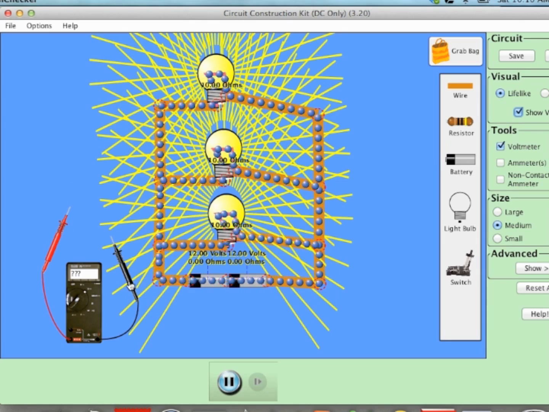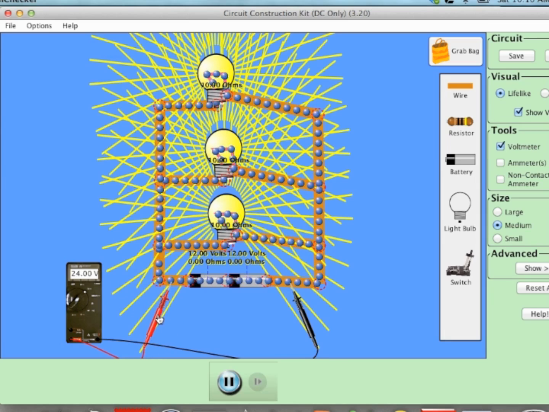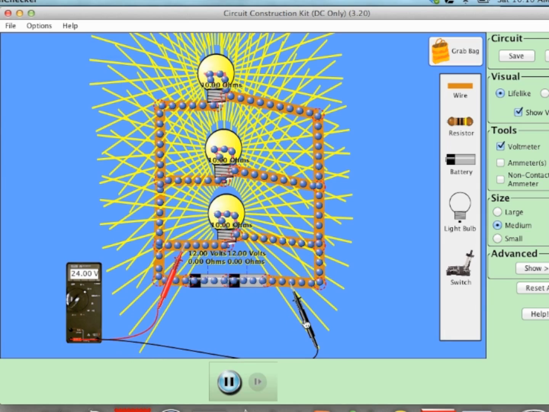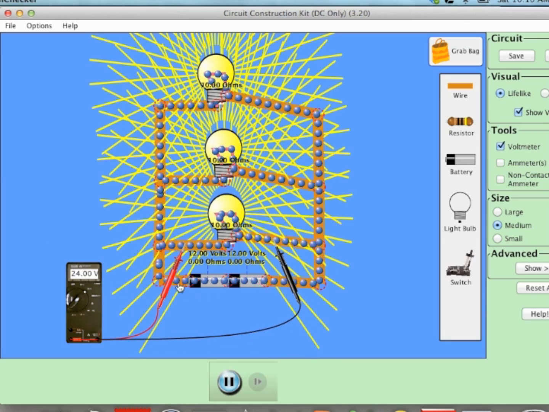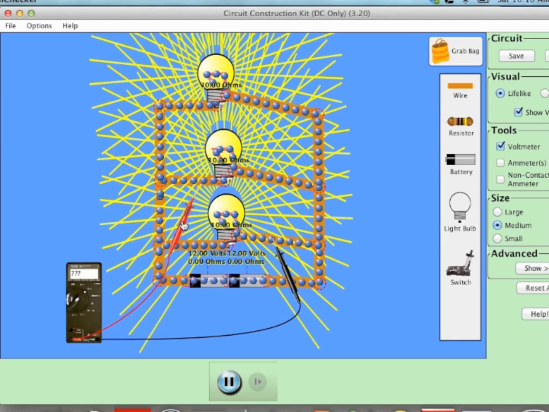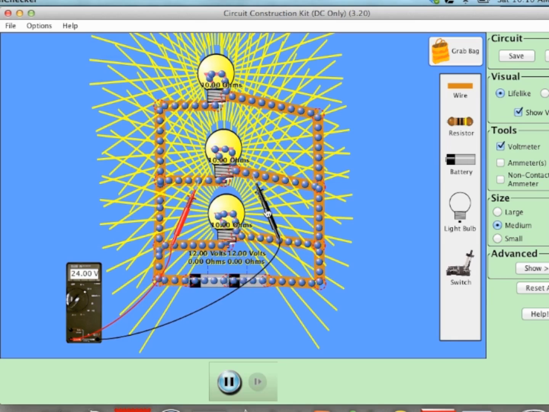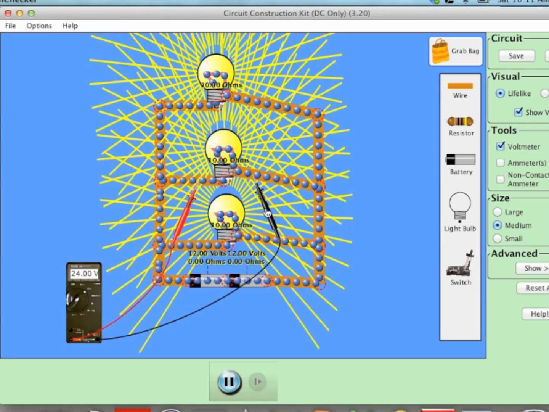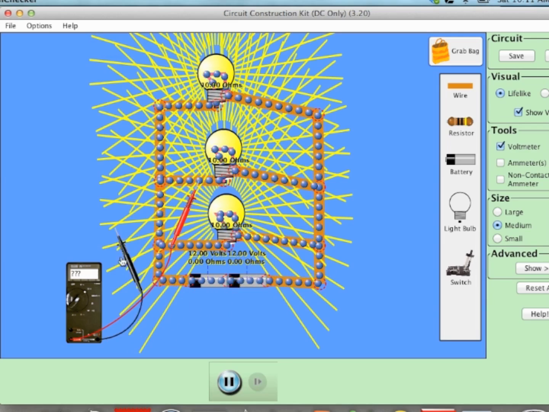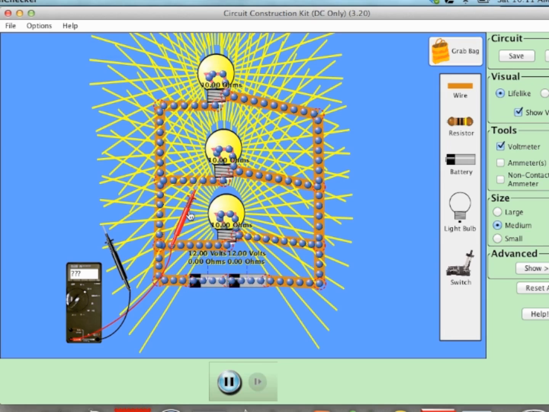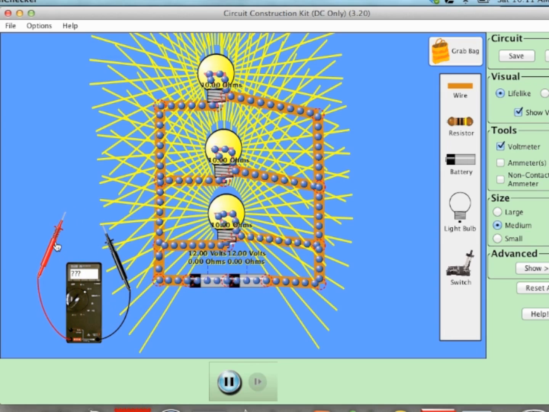Now let's just quickly prove that to ourselves here. If we use the voltmeter, we can see that it's 24 volts down there, and then if we move it up to the next bulb, it's also 24 volts, and if we move it up to the next bulb, we'll see that it's also 24 volts. Okay, and so we can definitely see the difference in brightness if we compare the parallel circuit to the series circuit of bulbs, because here all the bulbs are brighter because each one of the bulbs has access to the same 24 volts.